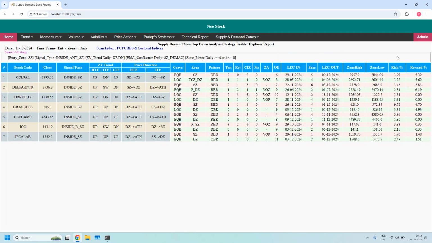Let's filter. See now the list from 42 stocks, list is come down to 7 stocks. In these 7 stocks, current prices are closed in the daily supply zone, and those daily supply zones are having daily EMA confluence. And in the trending market, either uptrend or downtrend, but not sideways in daily time frame. So this is about daily time frame.